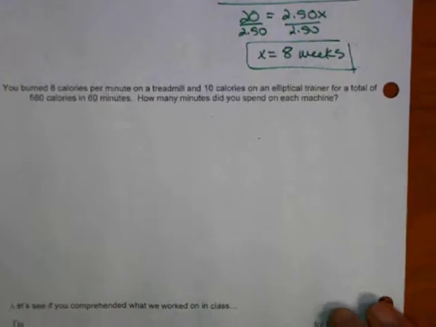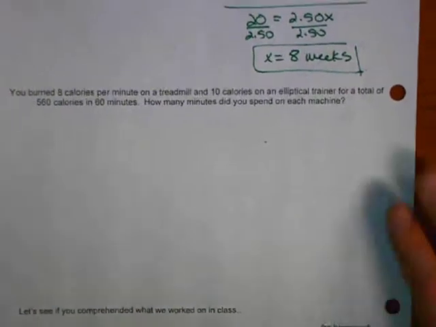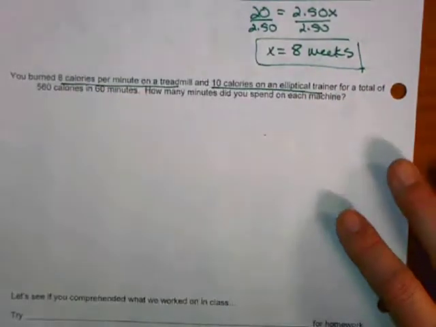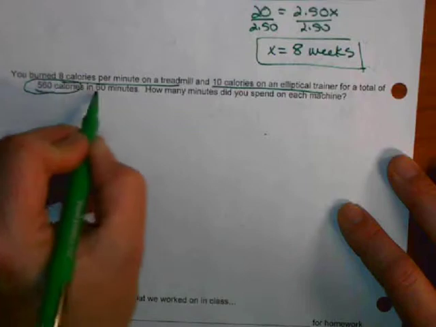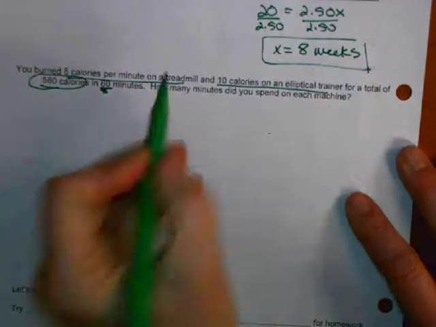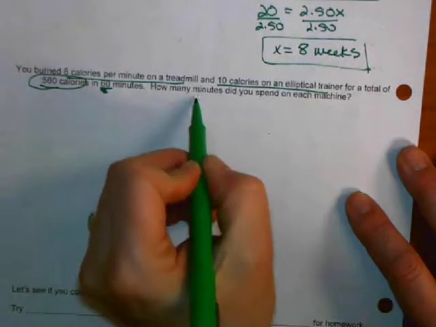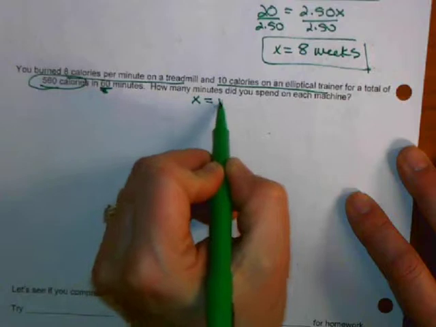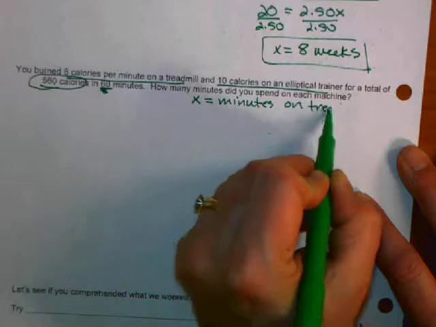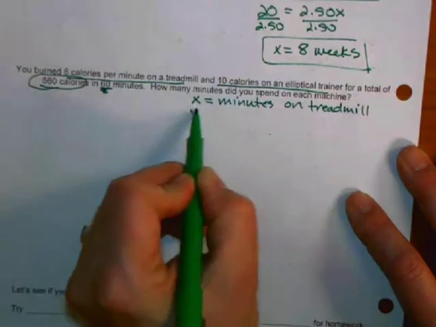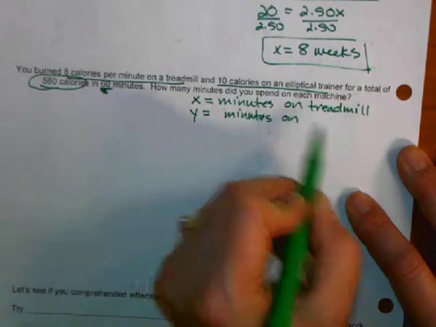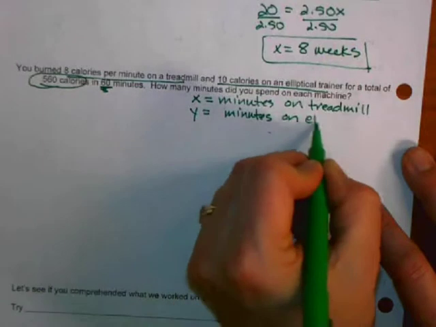All right, last one. You burned 8 calories per minute on a treadmill and 10 calories per minute on an elliptical trainer for a total of 560 calories in 60 minutes. How many minutes did you spend on each machine? This is my unknown right here. I have 2 machines, so I'm going to say X is the minutes on the treadmill. Y is the minutes on the what? What's the other machine I used? Elliptical.